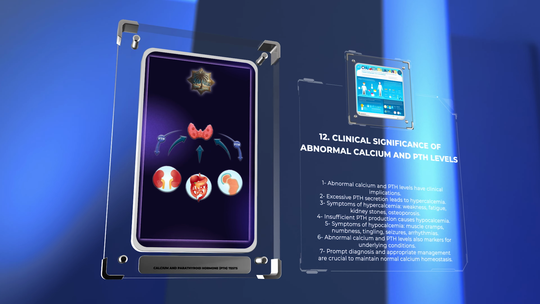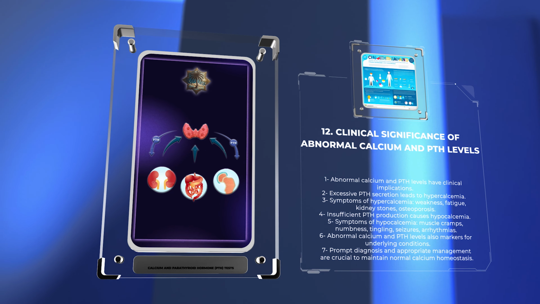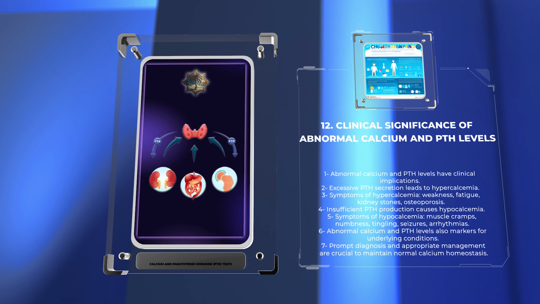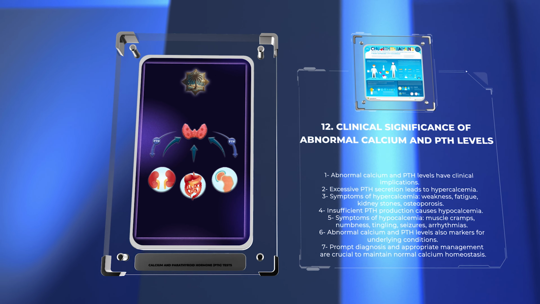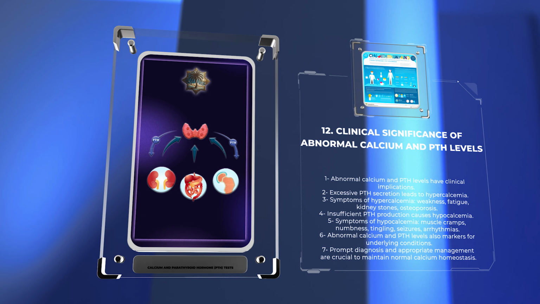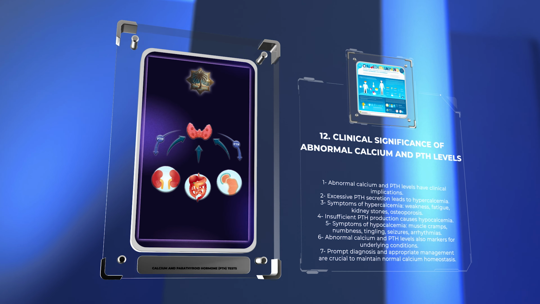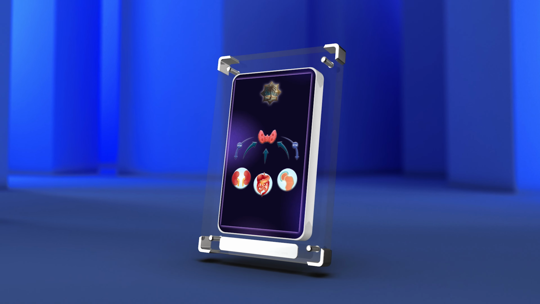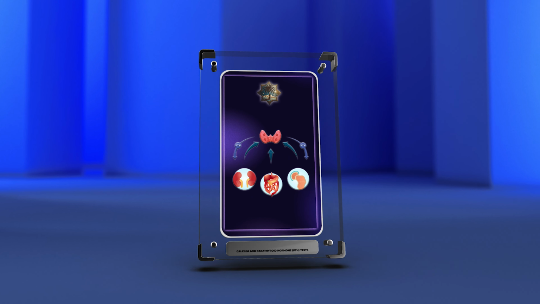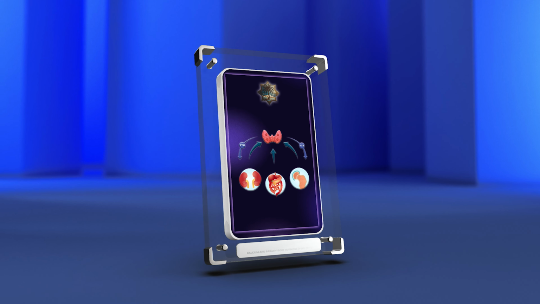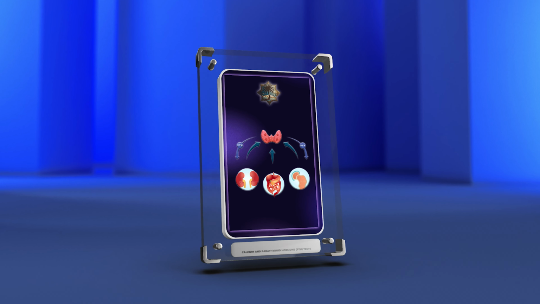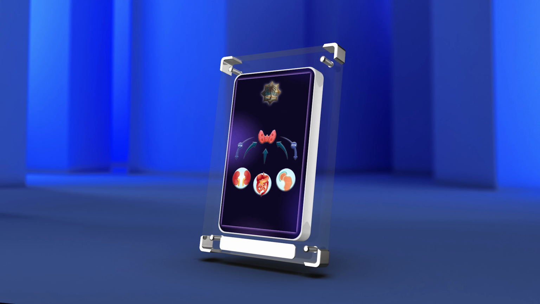Abnormal calcium and PTH levels also serve as markers for various underlying conditions, including chronic kidney disease, vitamin D deficiency, and certain malignancies. Investigating the underlying cause and implementing targeted therapy are key in optimizing patient outcomes. In conclusion, the parathyroid glands and parathyroid hormone, PTH, have a critical role in regulating calcium levels in the body. Factors like calcium, phosphate, magnesium, and vitamin D work together to maintain optimal levels of calcium in the blood.